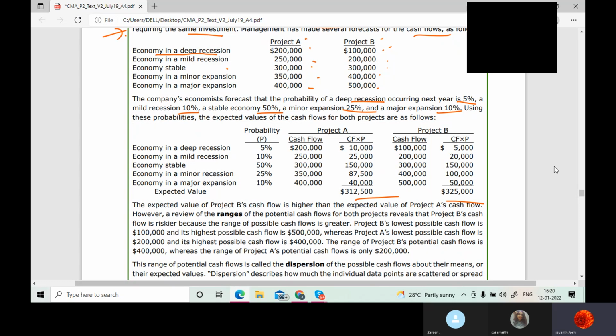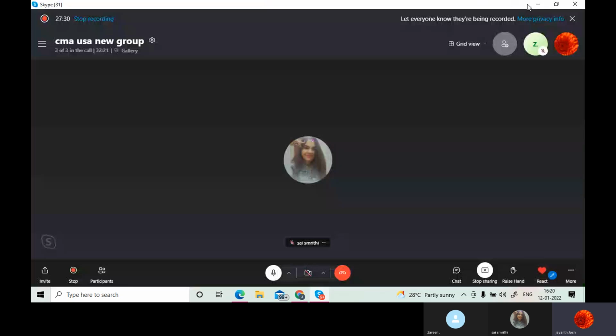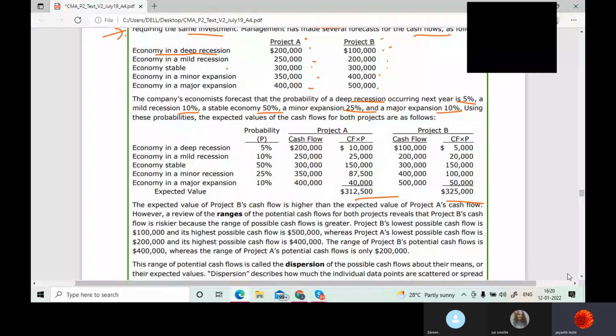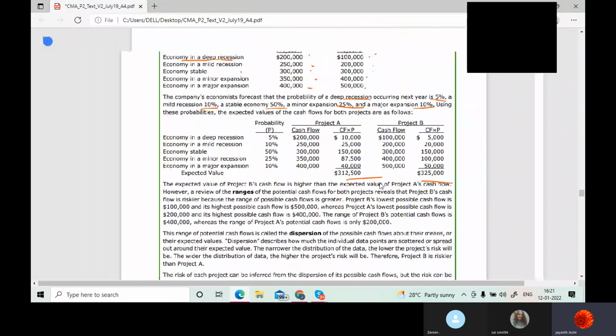Okay, so I think you have done the calculation, hopefully. Let's move forward. So the expected value of project B's cash flow, which is 3,25,000, is higher than A's cash flow. That is what we are finding, correct?